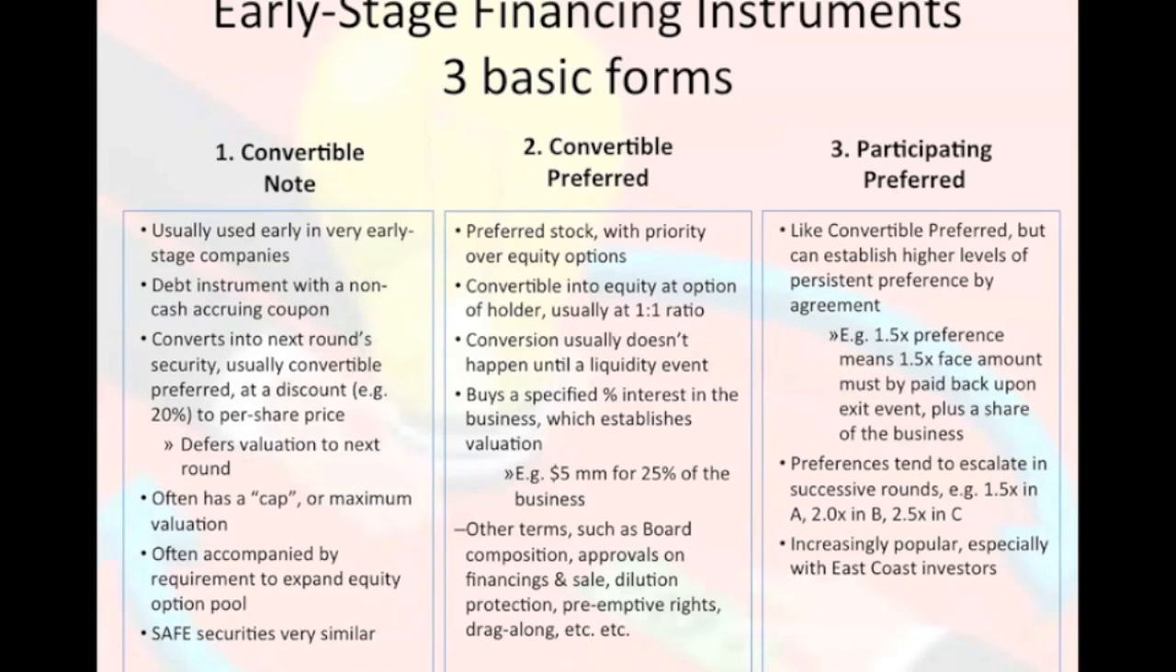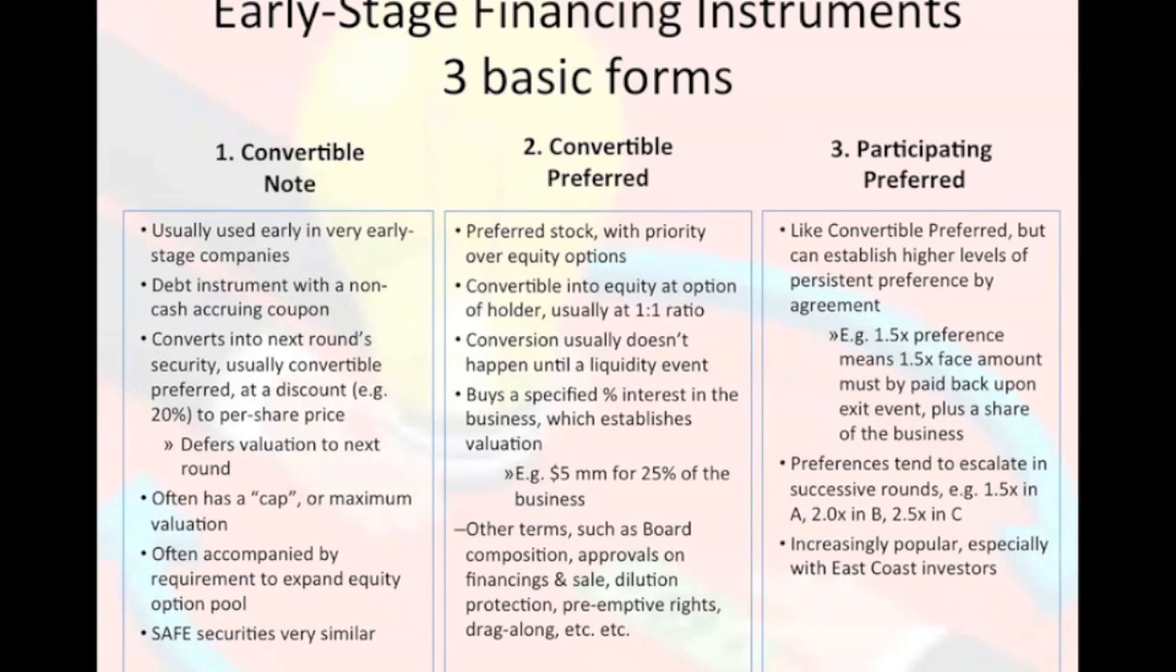It's worth noting that a relatively new instrument called a SAFE, or Simple Agreement for Future Equity, is a variation on a convertible note that doesn't typically accrue interest and which is simpler and cheaper to document. Think of a SAFE as a simple convertible note.